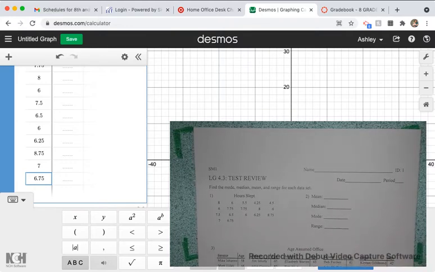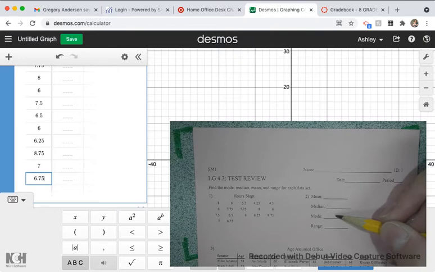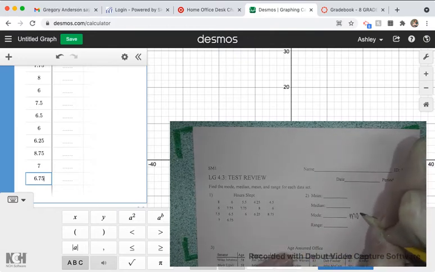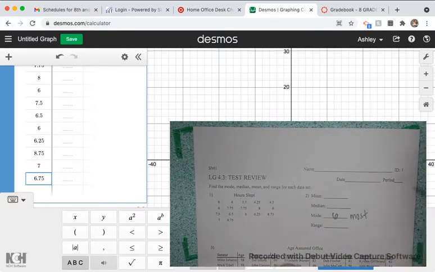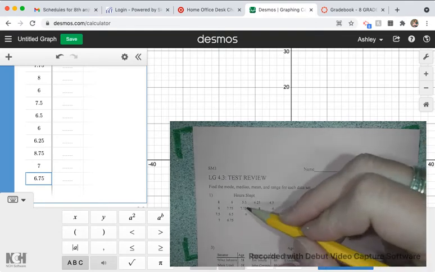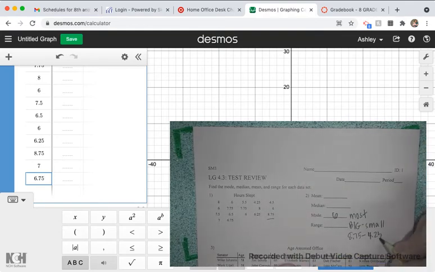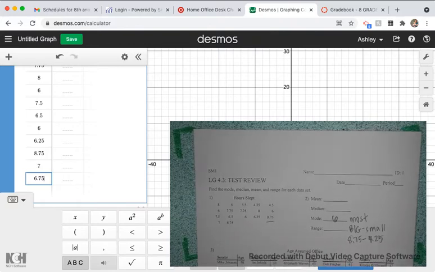So now I have all my data in here, and I need to figure out my mean, median, mode, and range. So the mode, you don't need to use Desmos. It's whatever occurs the most. What number occurs the most that I'm seeing is 6. The range is the biggest number minus the smallest number. So our biggest number is 8.75 minus our smallest number, which is 4.25, and 8.75 minus 4.25, my goodness, sorry, is 4.5.